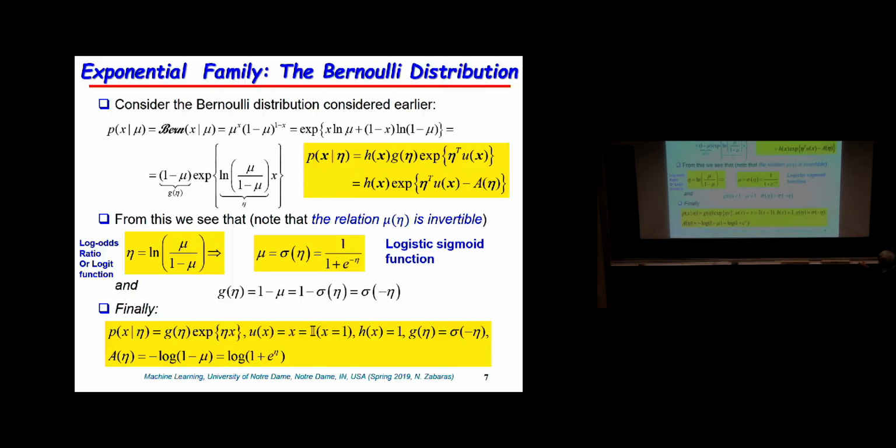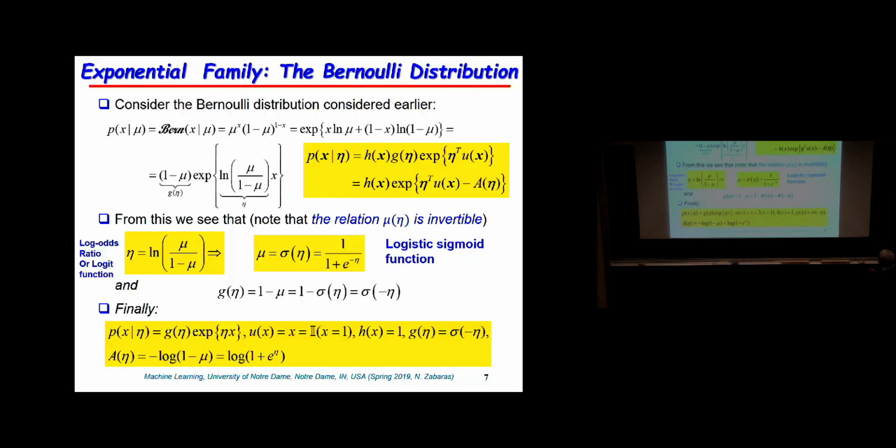What is the sufficient statistics here? It's just x. You remember here we're supposed to have eta transpose u of x. So u of x is really equal to x, and if you really want to be precise, it's the indicator function that x equals 1. So the sufficient statistics is this. The h of x, there's nothing there, it's 1. And a of theta is minus log of g, and g is 1 minus mu, or if you write it in terms of theta, you get something like this. I'm going to be using these results.